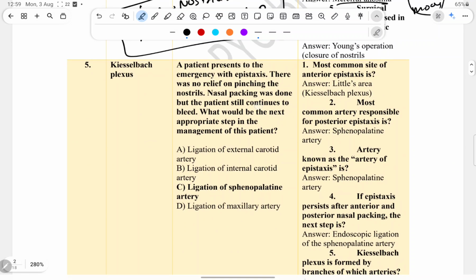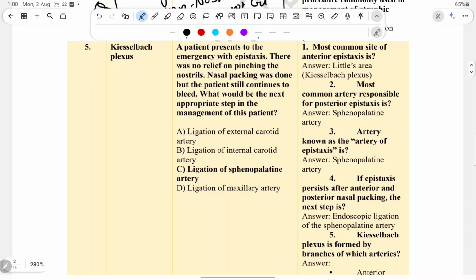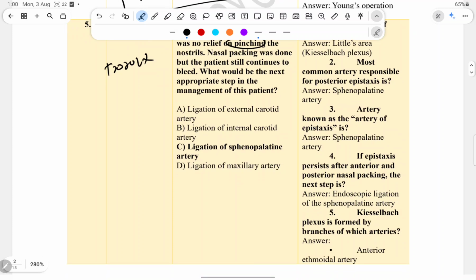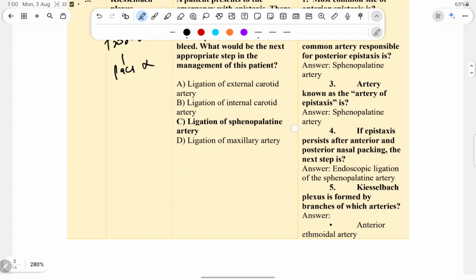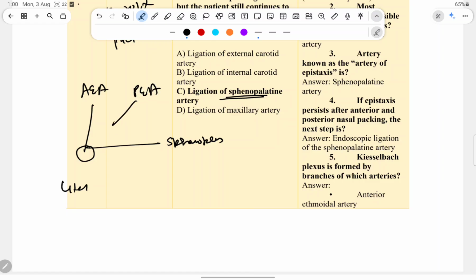Okay, next let's move to the third question. A patient presents with emergency epistaxis. There is no relief on pinching or other measures. Nasal packing was also done, no relief. What will be the next step? Basically we will think of the sphenopalatine artery. It comes with this sphenopalatine, anterior ethmoidal artery. Posterior ethmoidal artery is not a branch.